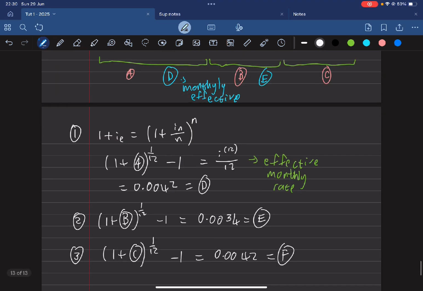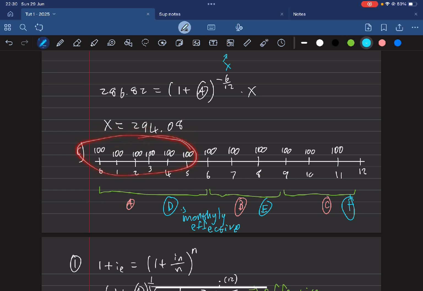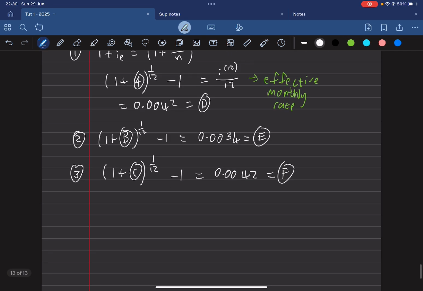Cool. So now we can do a bunch of annuities using these respective interest rates. So let's first do these first 6 payments, because these will be a nice easy one. So 1, 2, 3, 4, 5, 6. Okay, so these are all going to be in an annuity, and it's going to be in advance.